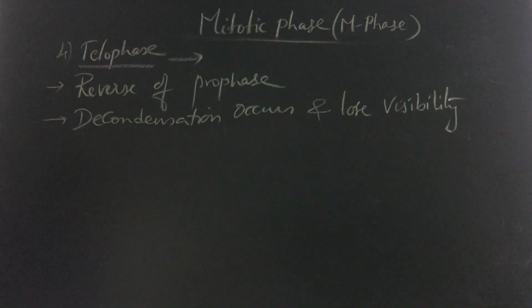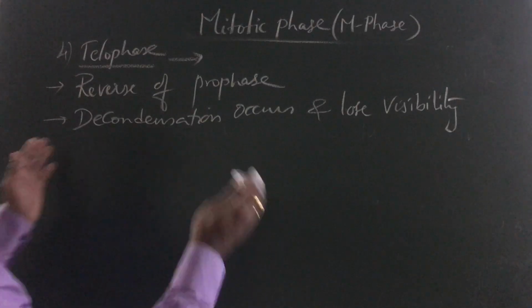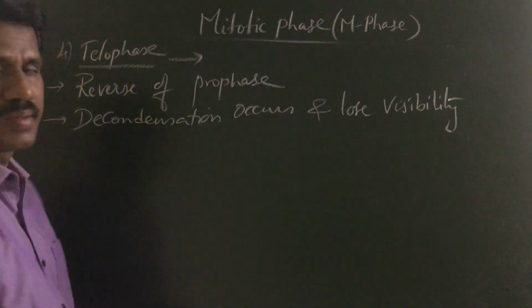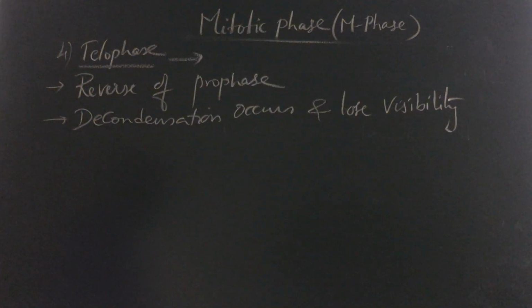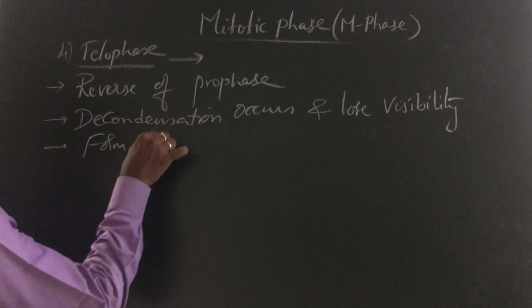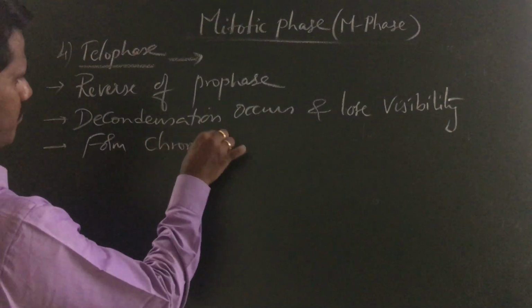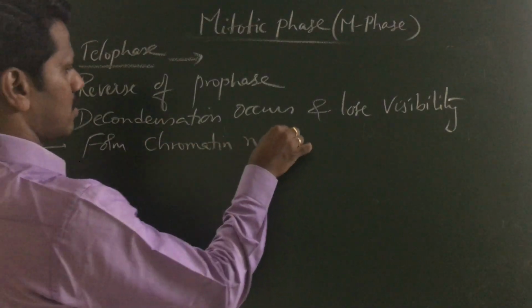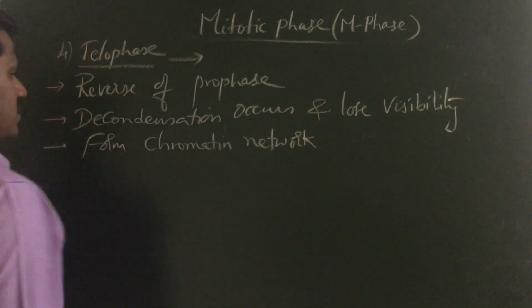So visibility is lost as chromosomes because of decondensation. Decondensation means again they will form into chromatin-like material. Okay. So they form a chromatin network.